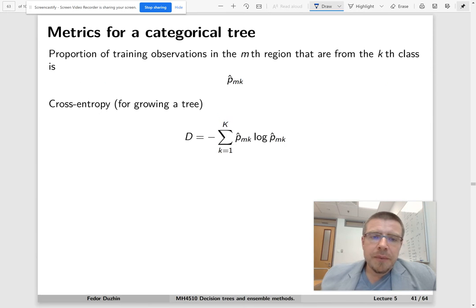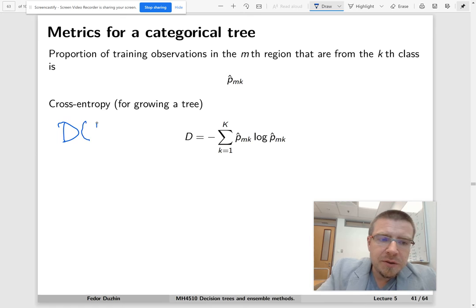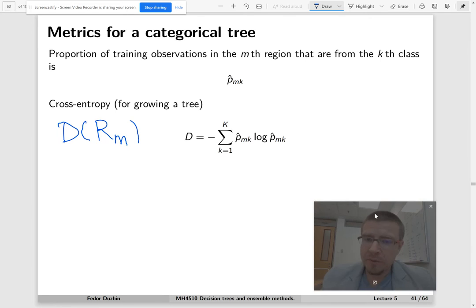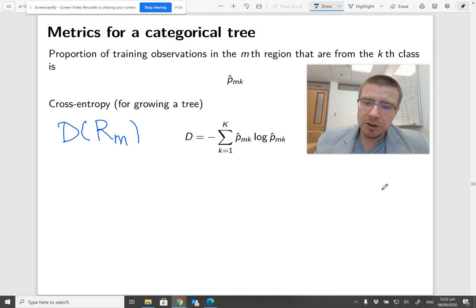Right, so now cross entropy for a particular region. So this is the cross entropy for just one region, for region m. It's not the entire cross entropy. It has this funny formula that kind of resembles the familiar cross entropy, but it is also different. So let me explain why this is actually the same thing as the familiar cross entropy for logistic regression.